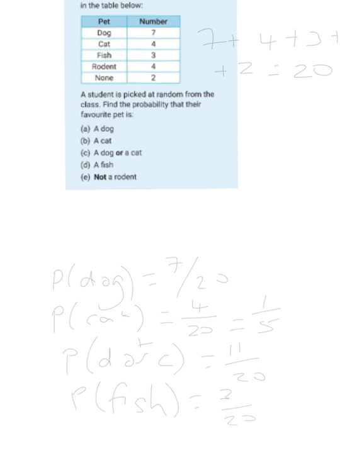Okay, so the next one then, it says not a rodent. So that means we have to discount the rodent. So the rodent was 4. So our total was 20. So that means we're adding up the 7, the 4, the 3, and the 2. So not a rodent, I'll just do R for rodent, is going to be 16 out of 20. And always break that down to its simplest form, which is 4 out of 5.